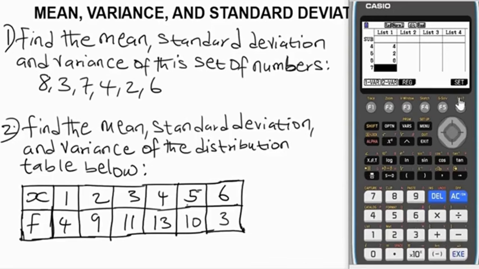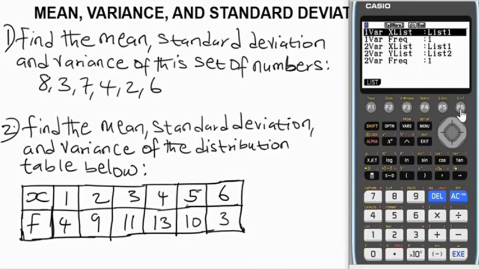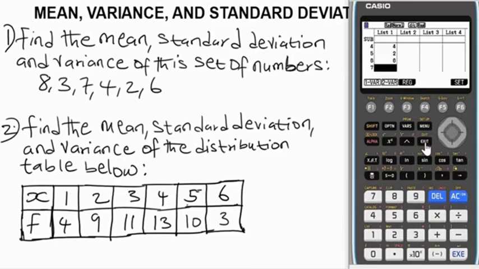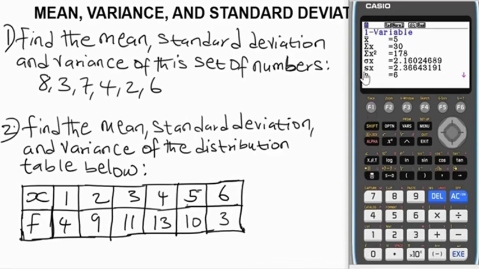Alright, now go to set F6. When you get here, ensure that this one variable frequency is 1. Alright, so we are good to go. Now let's press exit. Then press F1 for one variable and it will display the answer. Let's press F1. Okay, so as you can see, we have the mean to be 5.